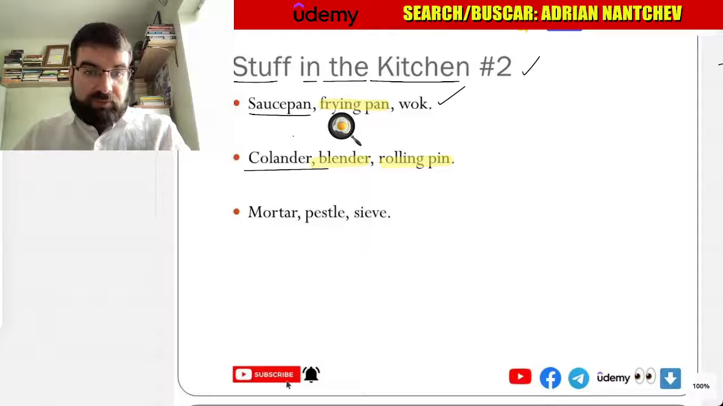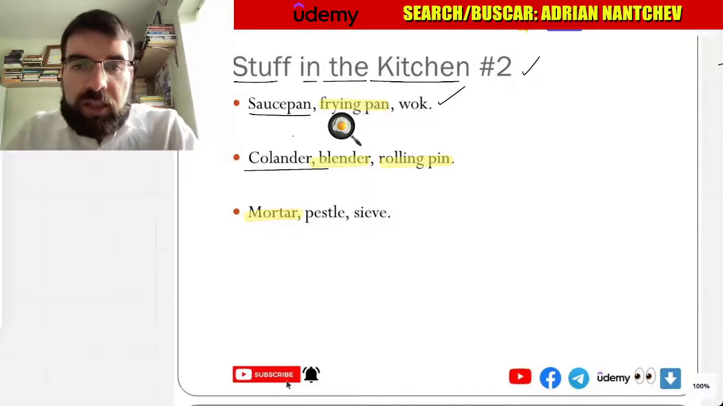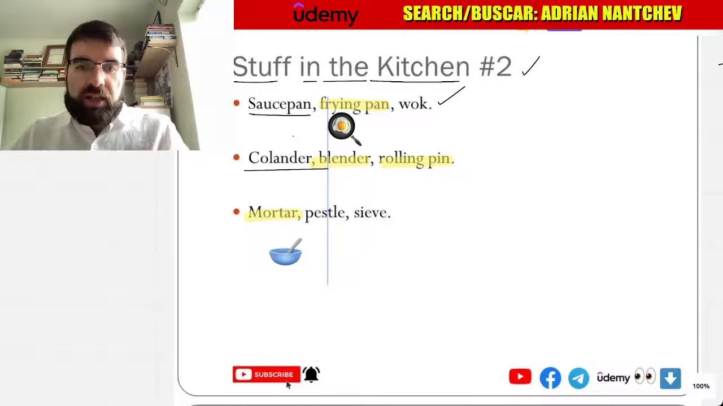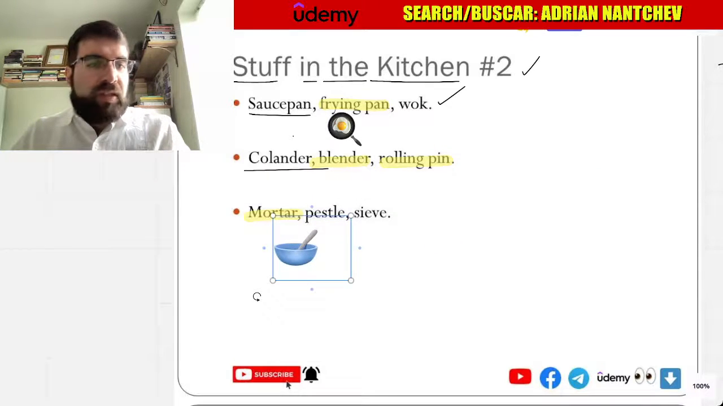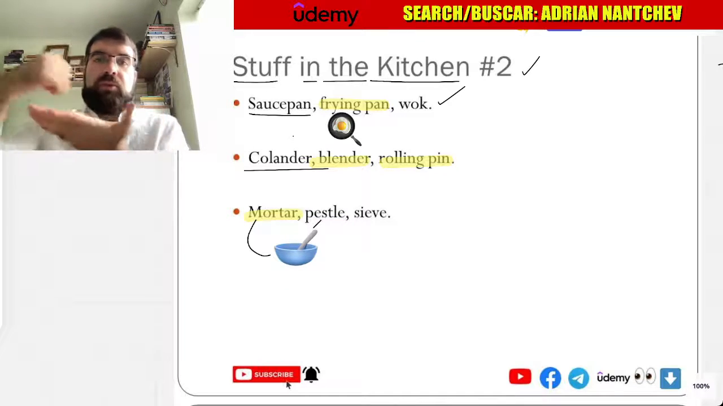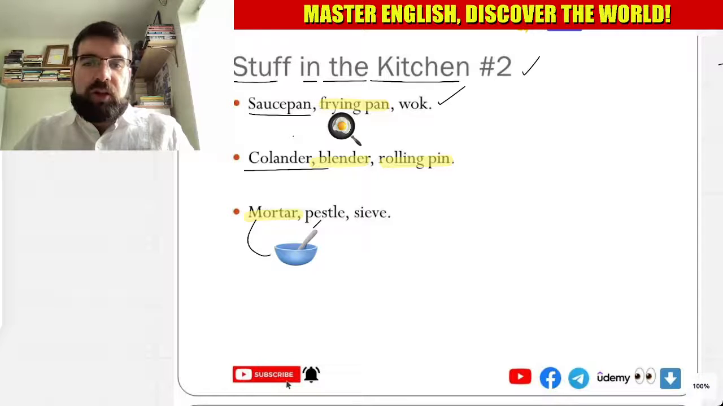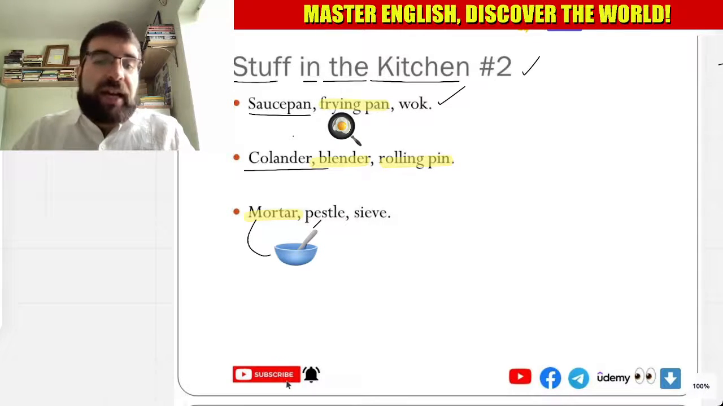Mortar. Well, we had one of these earlier. Mortar. Here we are. Yes. Mortar and pestle. So here is the mortar. Here's the pestle. Yeah, mortar and pestle. So mortero and maja.